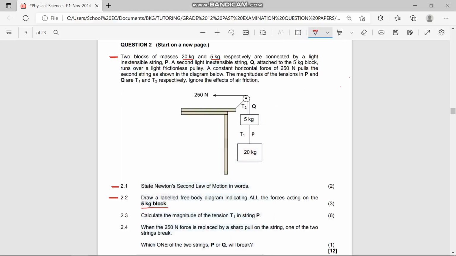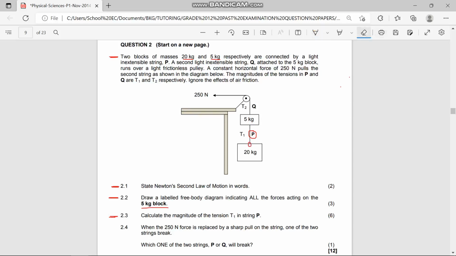So let's move to question 2.3. Question 2.3 says calculate the magnitude of the tension T1 in string P. So we're required to calculate the tension acting here, and mind you, the tension acting here on this 5 kg block, which is T1, and here on that 20 kg block is the same.